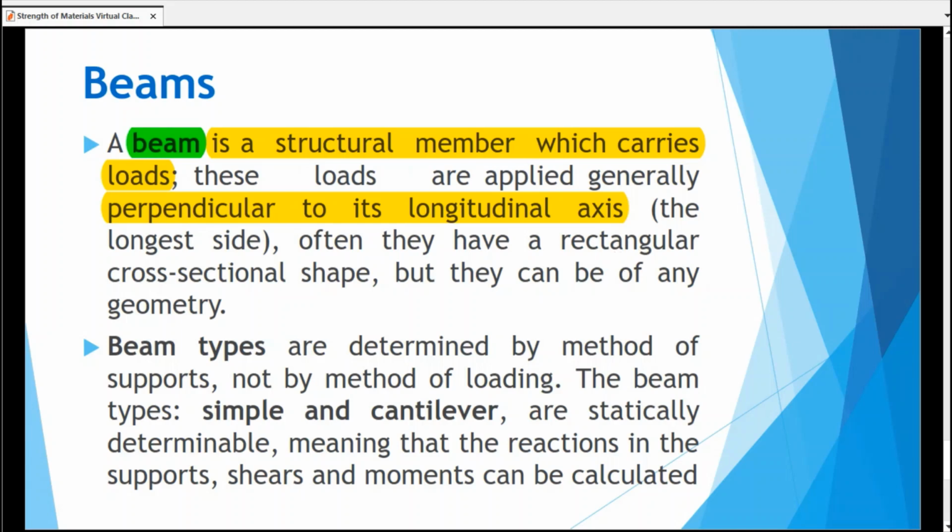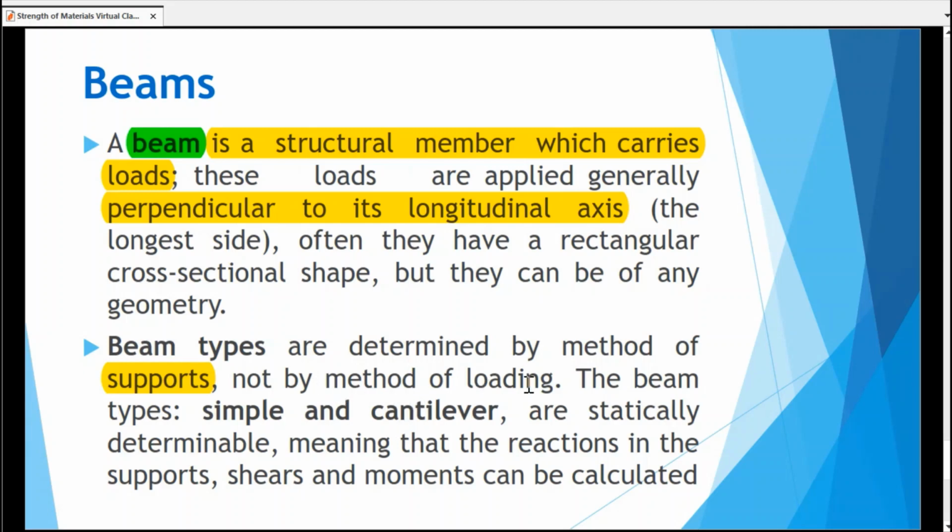We will check examples or pictures in order to understand this in a better way. There we go, the longitudinal side, in other words, the longest side. Normally the application of the load is perpendicular to the longest side. Often they have a rectangular cross-sectional shape. We already talked about cross-sectional area, but they can be of any geometry. It can be circular too, right? Or even a triangle. Beam types are determined by method of supports.